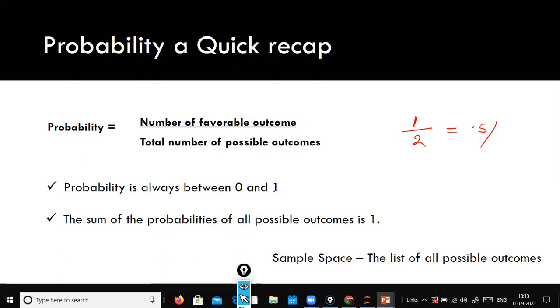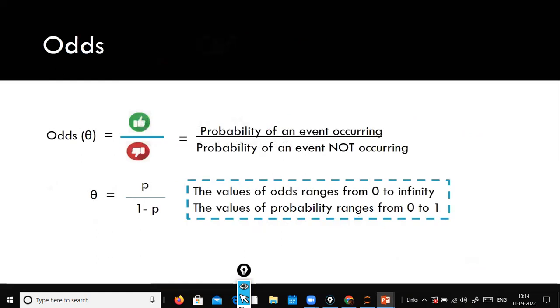The probability value is bounded between 0 and 1. It should not be less than 0 and it should not be more than 1. The sum of probabilities of all possible outcomes is 1. This is another rule of thumb you need to remember, and we will see it later.